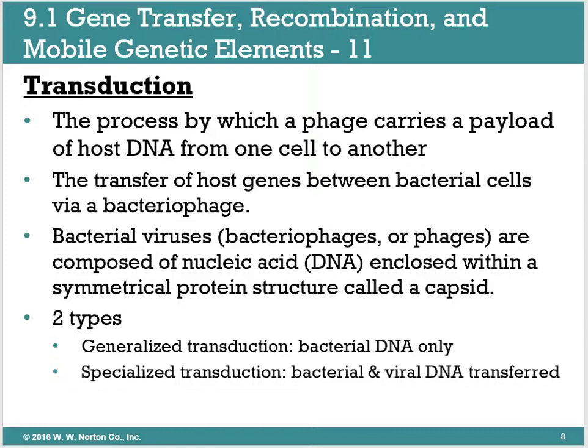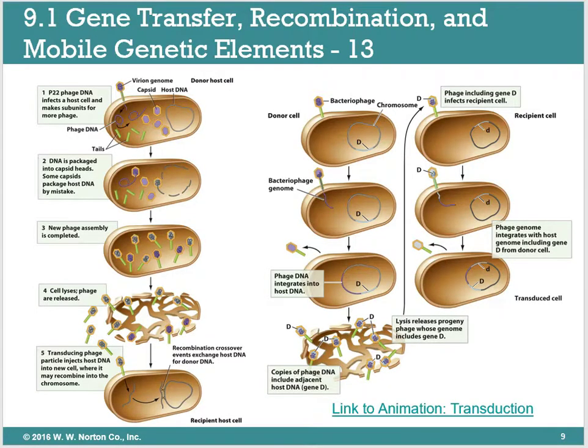Like I said, it squirts it in. That's the best way I can describe it right now. And then there are two different types: generalized and specialized. Generalized is whenever it's bacterial genome only, and specialized is whenever there's bacterial and viral. So that's pretty cool. But let me show you a diagram of what I'm talking about. Like this phage right here, that's the phage. To me, it looks like a lollipop.